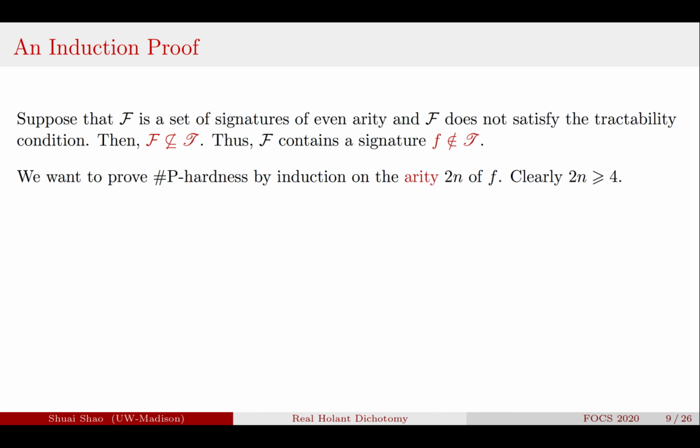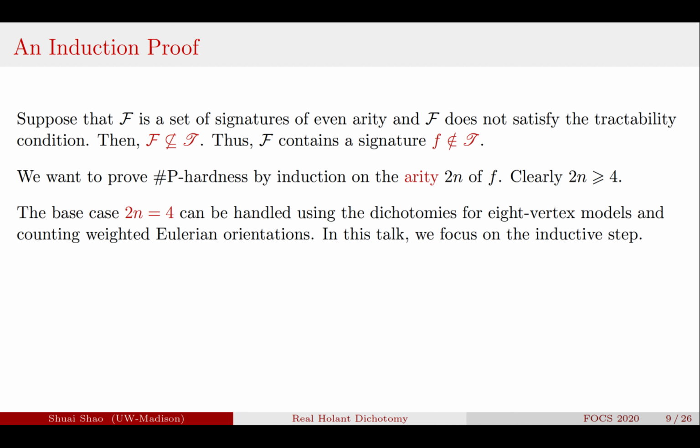Now suppose that this signature small f has arity 2n. Clearly, 2n is no less than 4. We want to prove #P-hardness by induction on the arity 2n. The base case 2n equals 4 can be handled using the dichotomy results for 8-vertex models and counting weighted Eulerian orientations. Well, recall that the 8-vertex model can be represented as a Holant problem with a 4-ary signature. Now in this talk, we only focus on the inductive step.